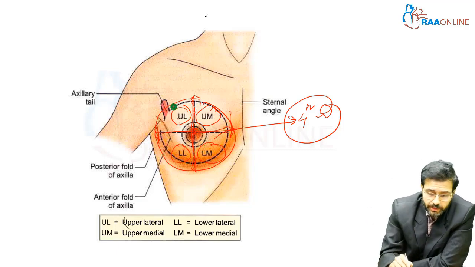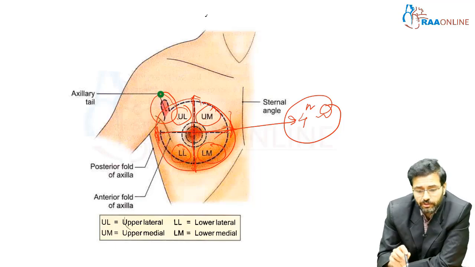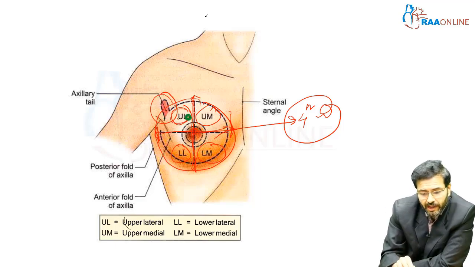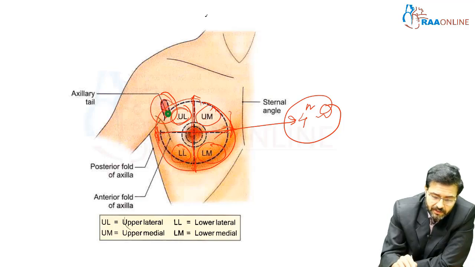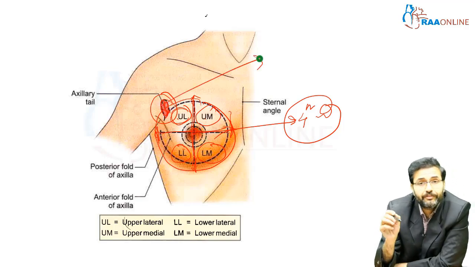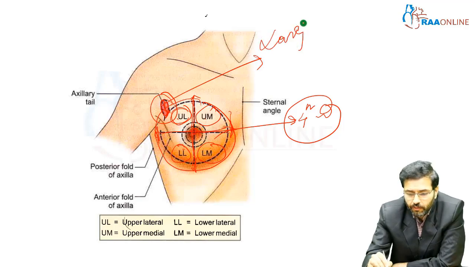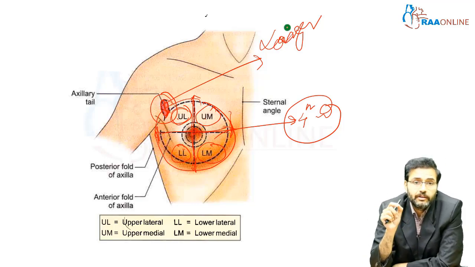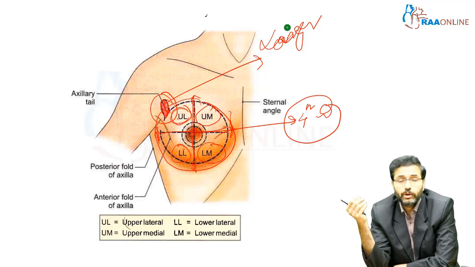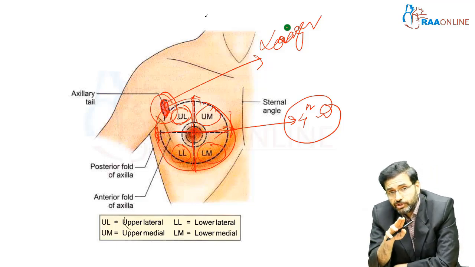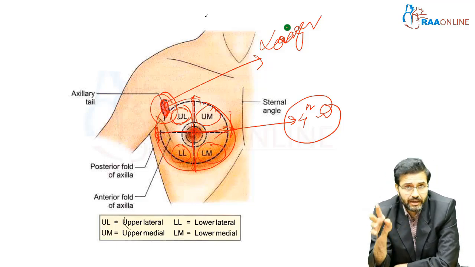Now, you notice this small tail-like structure here. This tail-like structure located in the upper lateral quadrant of the breast is called the axillary tail of Spence. It's called the axillary tail because it extends through a foramen called the foramen of Lange into the axilla. While doing a mastectomy, this axillary tail of Spence might also have to be removed along with the specimen. So the extension of the axillary tail into the axilla is of great importance, and it occurs through the foramen of Lange.